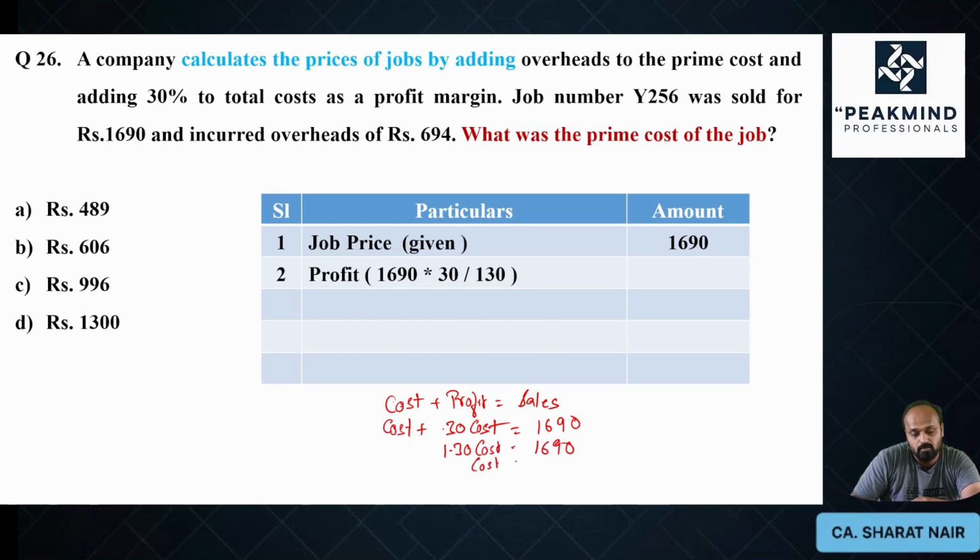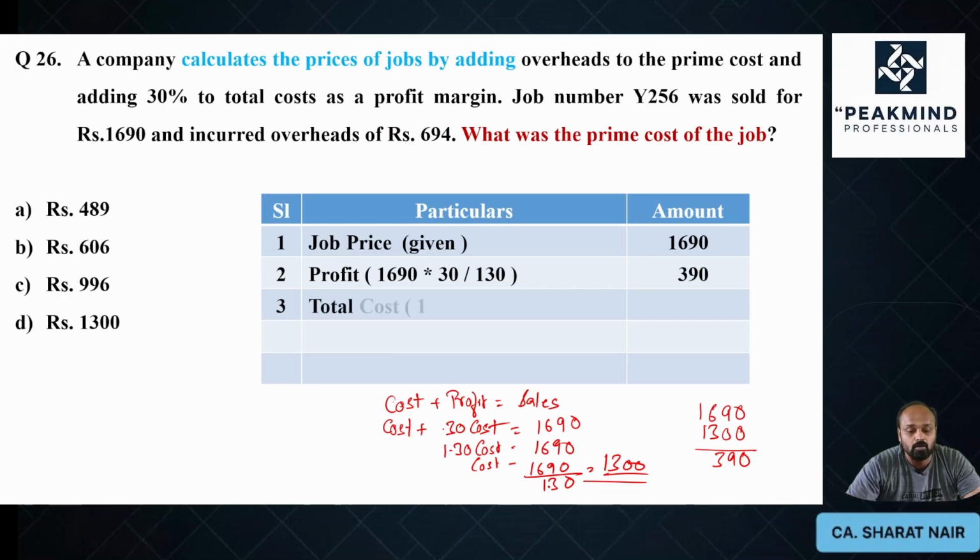So cost will be how much? 1,690 divided by 1.3. Solving this, your answer is 1,300. So 1,300 is the cost. So what is my profit element? Sales price minus cost. How much? The balance of 390. So 390 is your profit element.